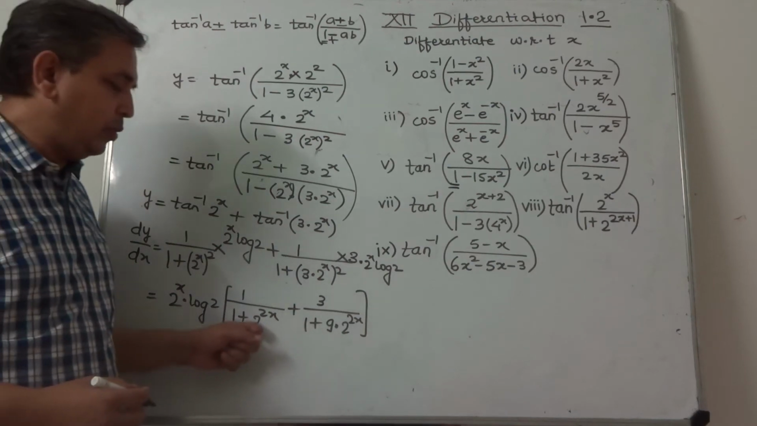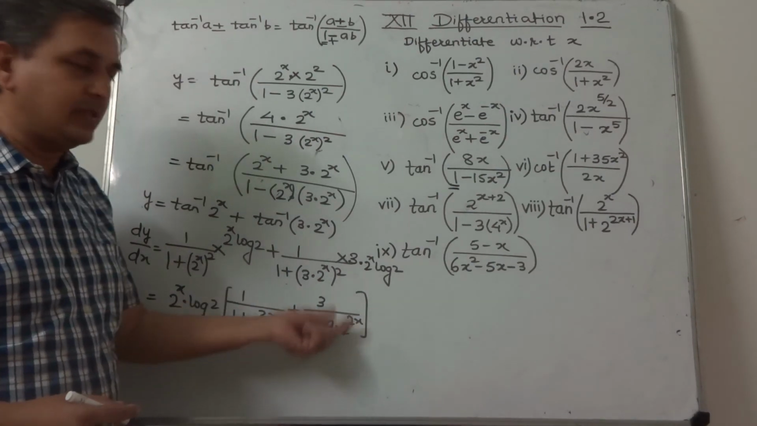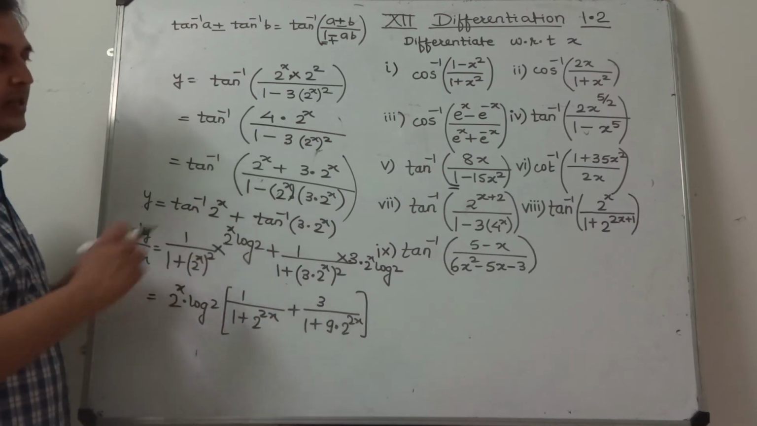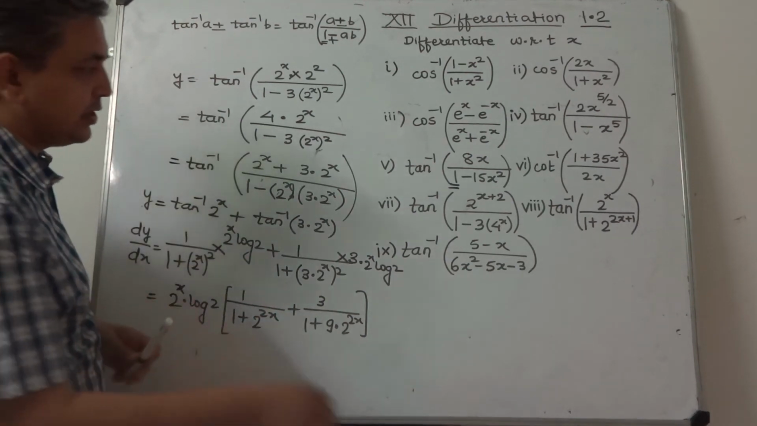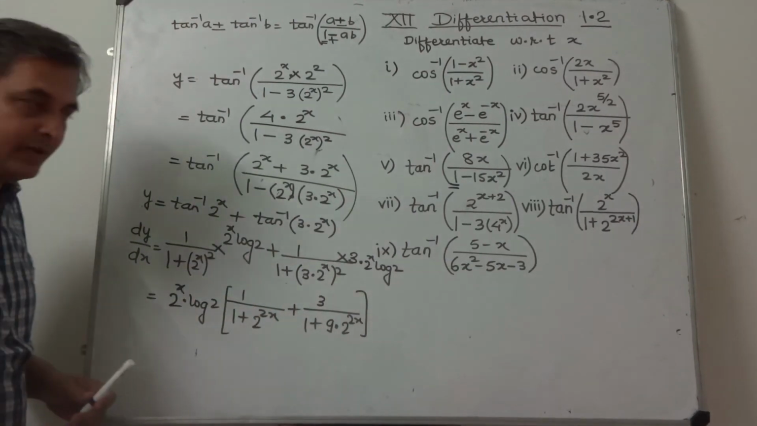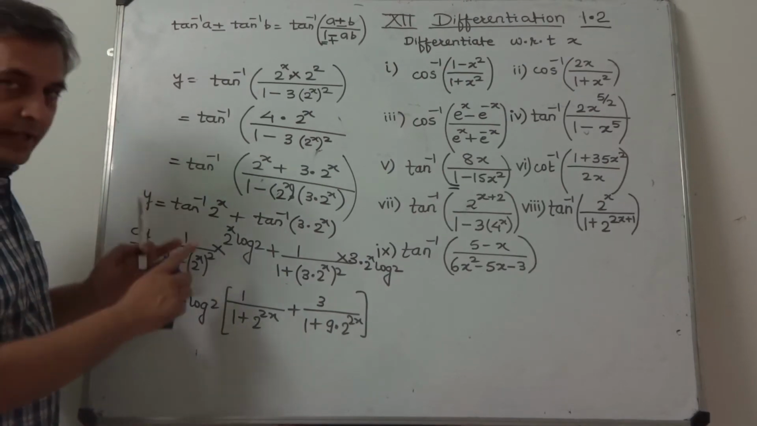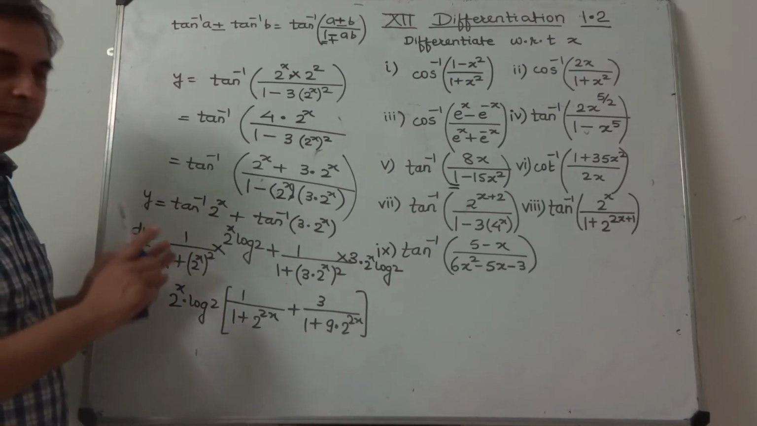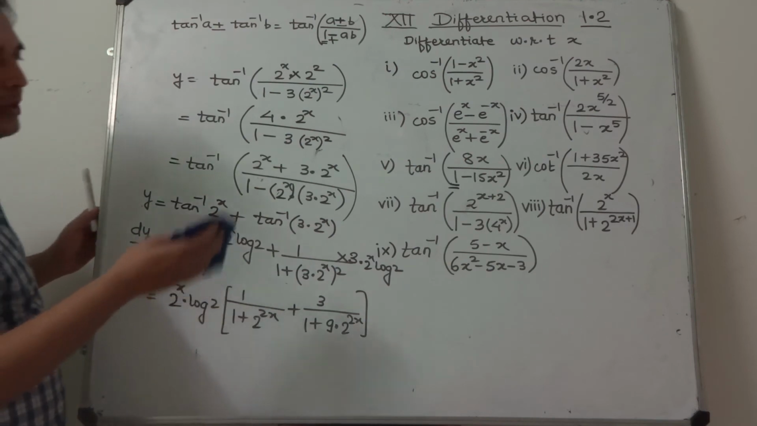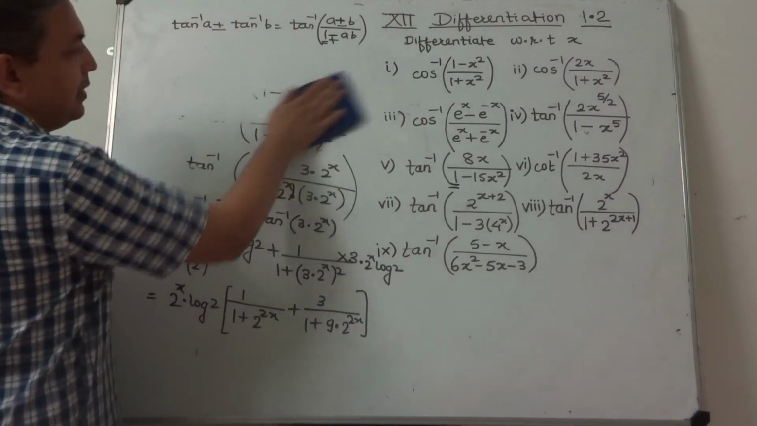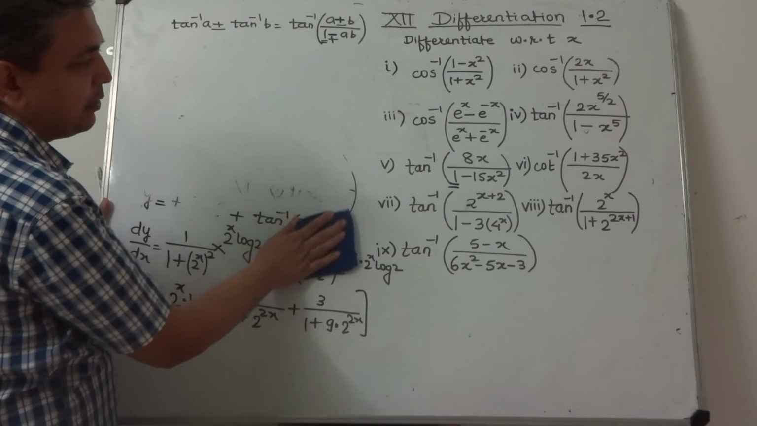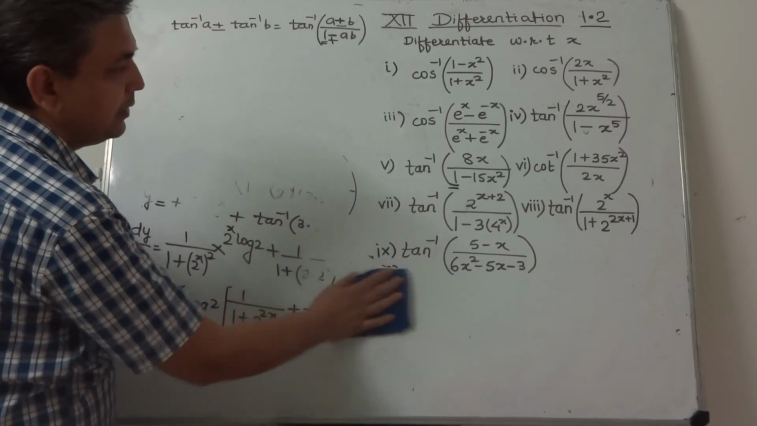You can also write 2 raised to 2x as 4 raised to x, or even if you write this, it is correct. So this is question number 7. I hope you have understood. Watch it again, try to understand and practice it on your own so that you can solve it later. Now similar adjustment will be there for the next question also.